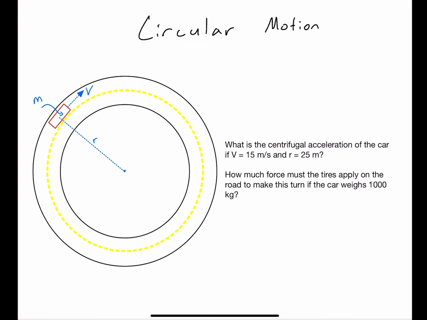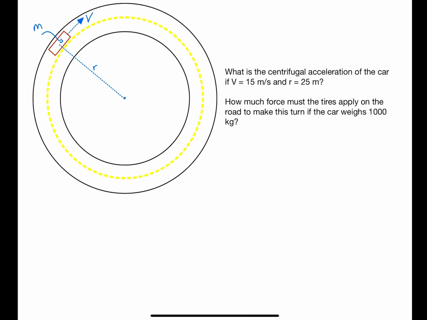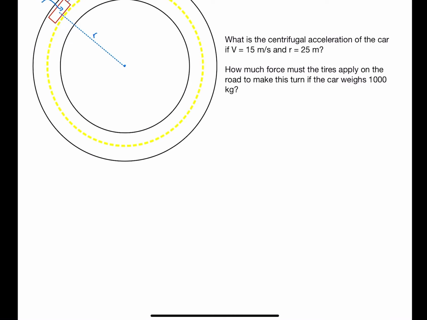So first let's write out the equation that we're going to be using to find this acceleration. This is just going to be a one-step problem, super easy. So we have AC, which is the centrifugal acceleration, is equal to v squared over r. Now that we have that written out, we can just go ahead and plug in our numbers.